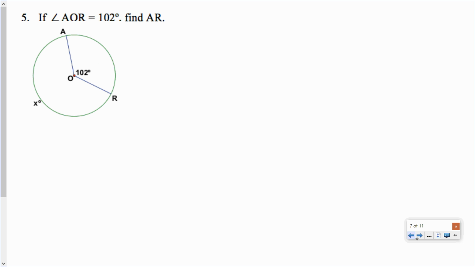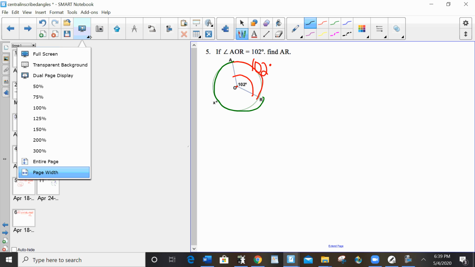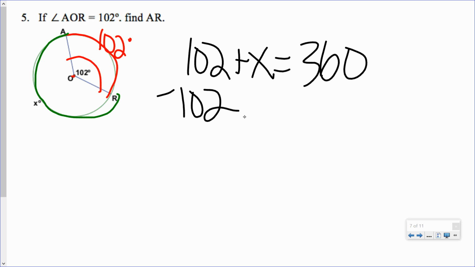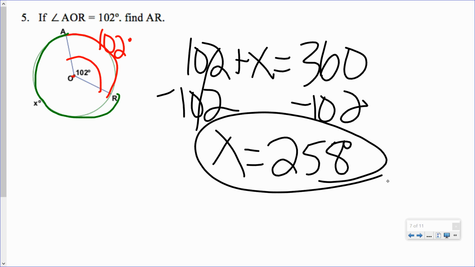There's a little twist on number 5, so let's deal with that. Again, I see a central angle since the vertex is at the center. So if the vertex is at the center, the central angle is equal to the intercepted arc. However, it's not asking for arc AR. It's not asking for the red arc. It's asking for the green arc. Well, what's the relationship between the red arc and the green arc? Together, they make a full circle. So, since together they make a full circle, they must add to 360. And that would be 258. So you can incorporate multiple rules within the same problem.